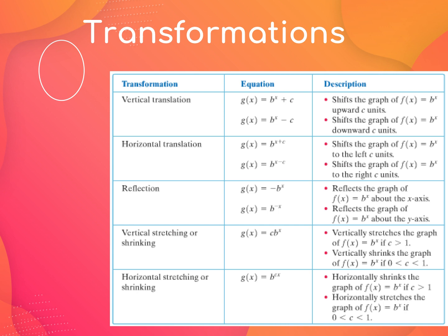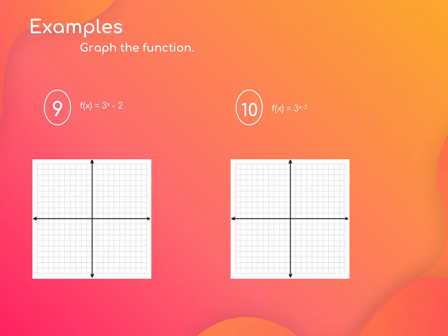Now also memorize the shifts for the graphs. Just remember it's a vertical translation when something is being added or subtracted to the base. Horizontal is when something's being added or subtracted to the exponent. And then a reflection: when there is a negative sign in front of that base, it'll be reflecting across x. If it's a negative sign in the exponent, reflection across y. And then you also have your vertical stretch and shrink and your horizontal stretch and shrink. And these were the shifts.